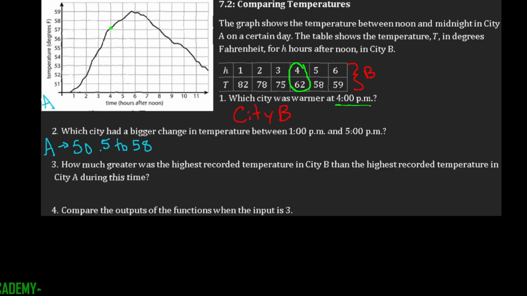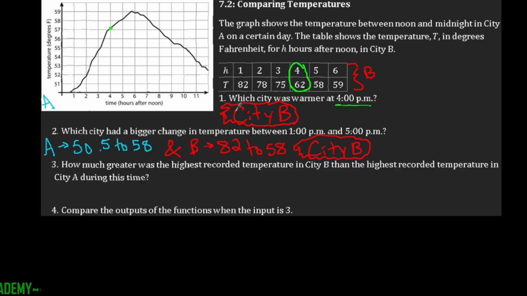And for city B, from 1 p.m. it was 82 degrees, and it went to 5 p.m., which was 58. So for that one as well, that had a bigger change because this was only 7.5 degrees, where this was 24 degrees. So we're going to say that city B for this one as well. You can circle or box in your answer, that way you know which is which.